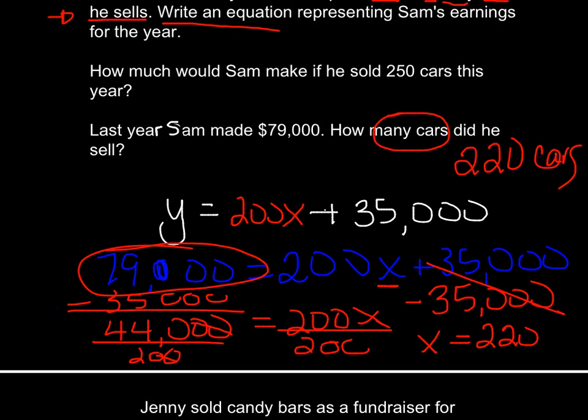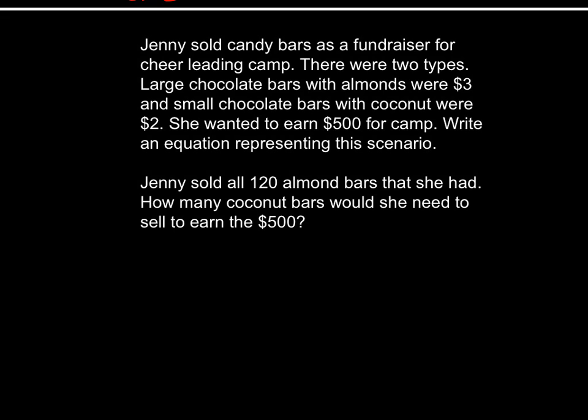So that is how you do it. Again, the y-intercept is the thing that is not going to change no matter how many things are sold, how many items are bought, how many months, that kind of thing. That y-intercept is not going to be multiplied by anything. It's just going to be out there no matter what. Let's look at the next one.